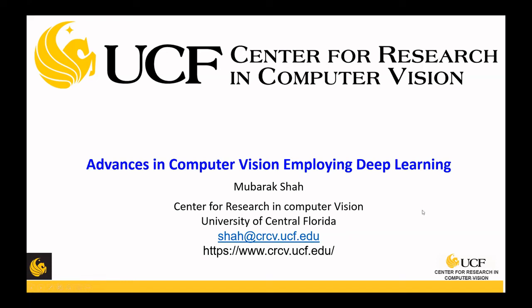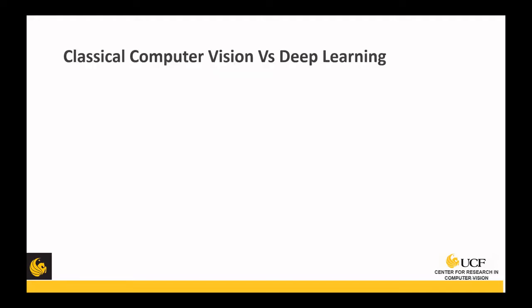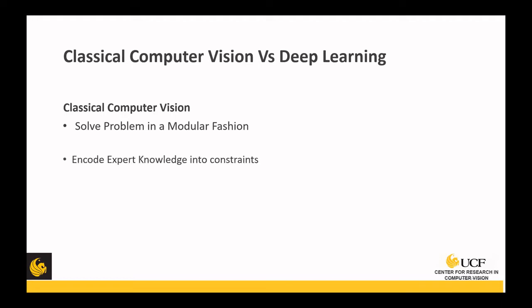Okay, so what I'm going to talk about is our recent work using deep learning. I've been working in computer vision for a long time. We used to do classical computer vision, where we solved a problem in modular fashion, encoded expert knowledge into constraints, converted the constraints into an objective function, and optimized the objective function.